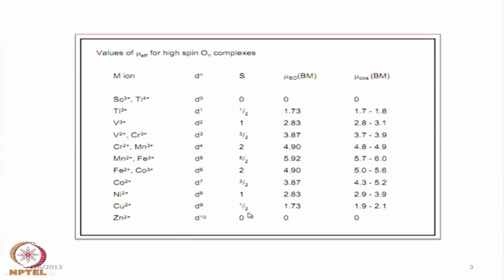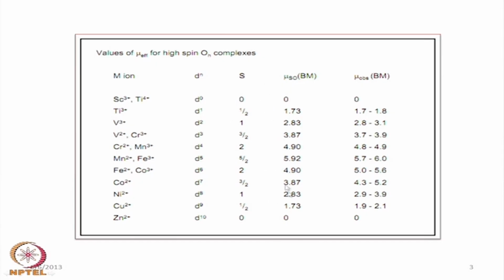So, there is some other thing which is contributing or increasing the magnetic moment value from 3.87 to 5.2. Similarly, for nickel 2 plus, the spin only value is 2.83 and we are going up to 3.9. So, there is some other contribution which is adding to the corresponding spin only values. Similarly, for copper 2 plus, though the magnitude is less, it can go from 1.73 to 2.1.